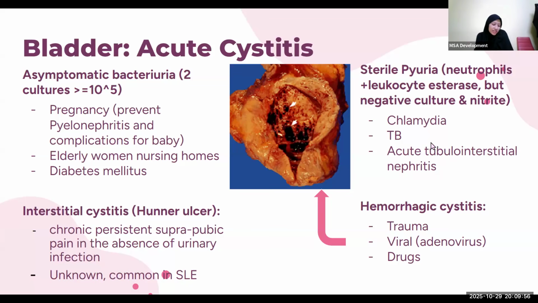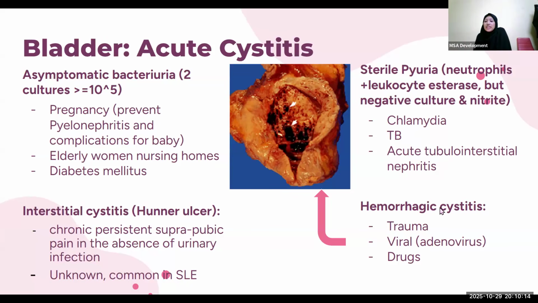And acute tubular interstitial nephritis, remember the one from before, the kidney injury that has WBC casts in the urine? But it has no bacteria in that case. Only you will see white blood cells increasing in the urine.